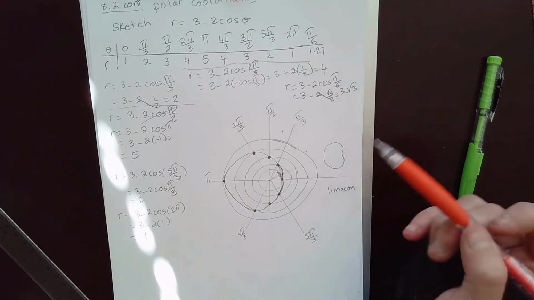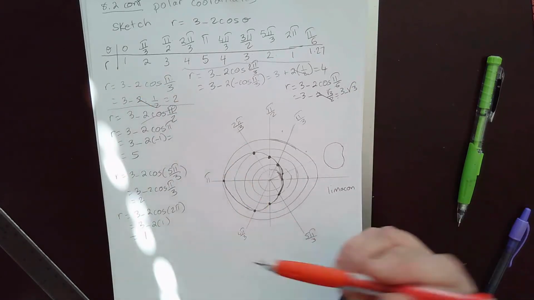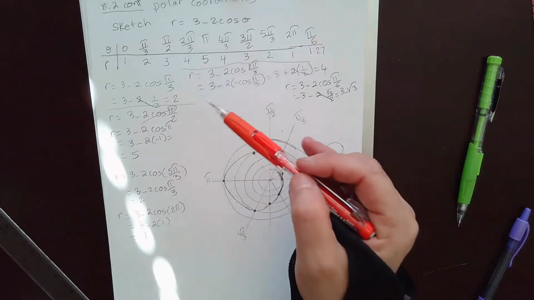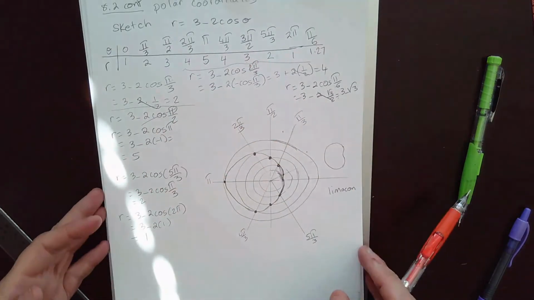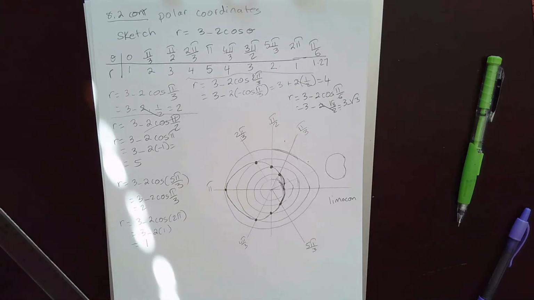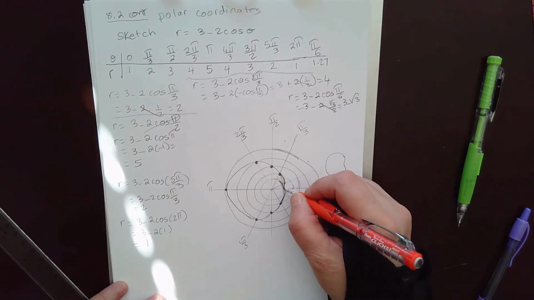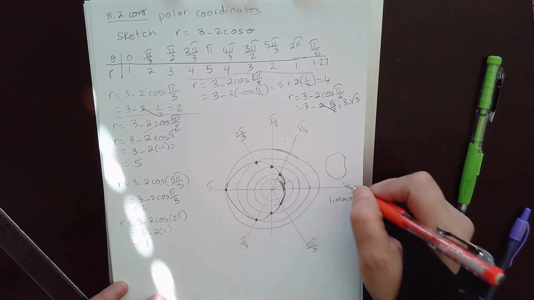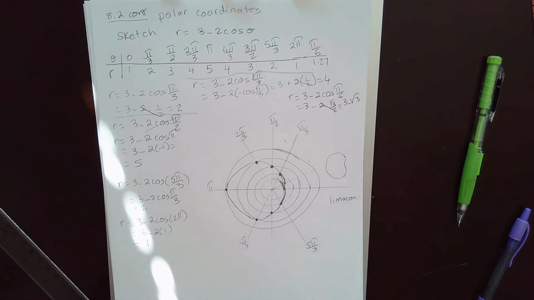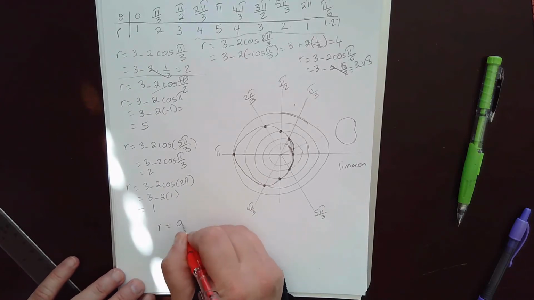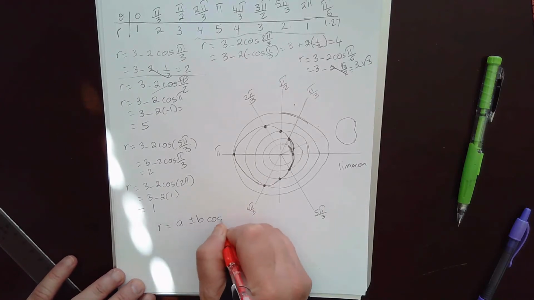So I made the choice to select pi over 3, 2 pi over 3, because I found it easier. Cosine pi over 3 is 1/2, so it will give you half the number, but you could have chosen pi over 6. The tough part for me is actually to graph it, especially when you have limacons. The formulas for limacons look like this: r equal a plus or minus b cosine theta.